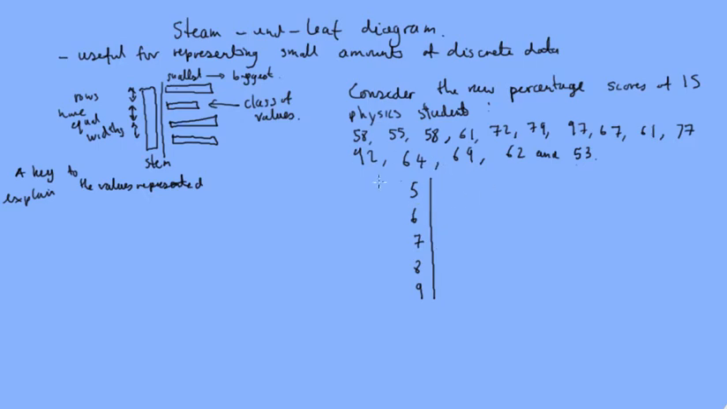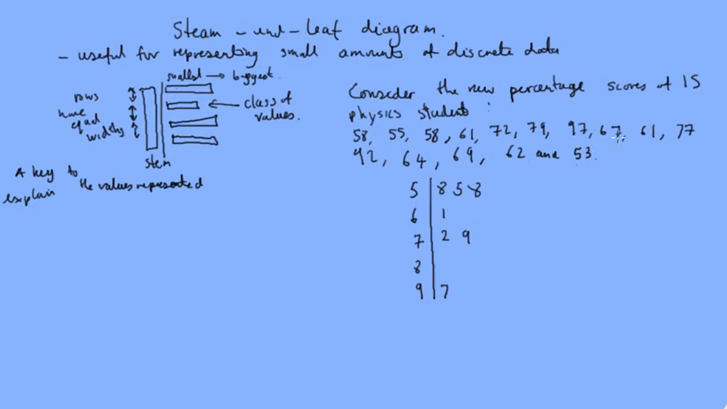So let's look for everything that's in the 50s. So we've got 58, then we've got 55, we've got another 58, and here we've got a 61. This one's 72, so we'll put 2 here, and then we've got a 79. Then we've got 97.